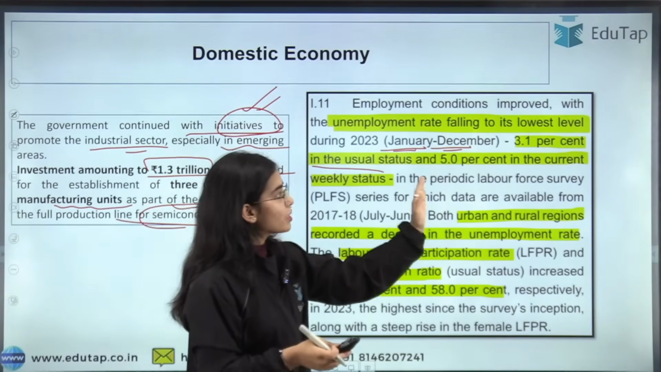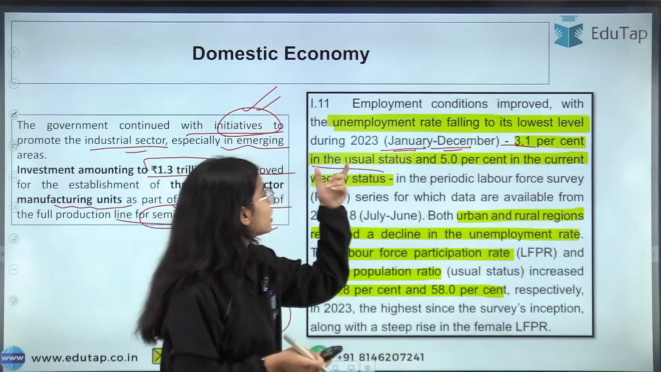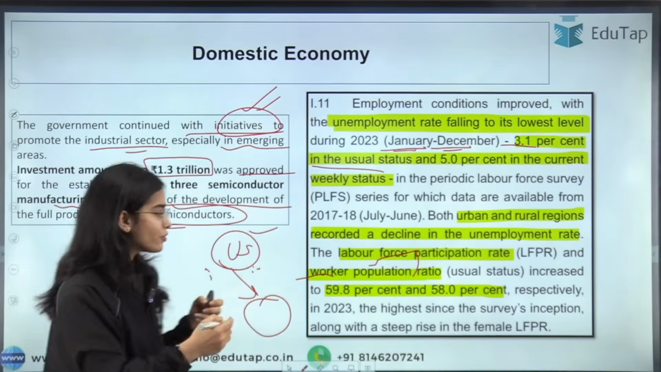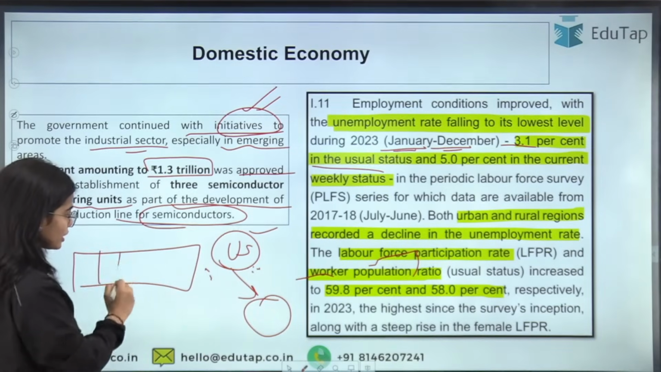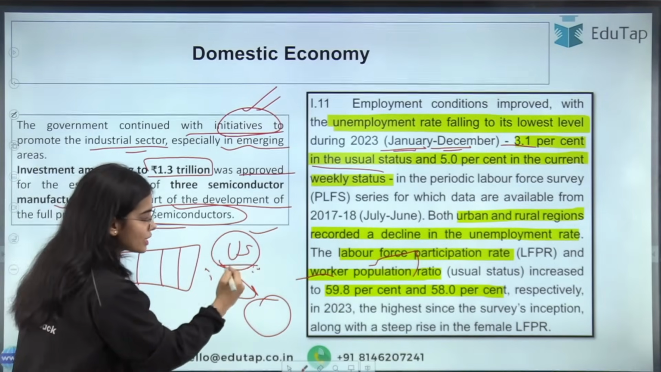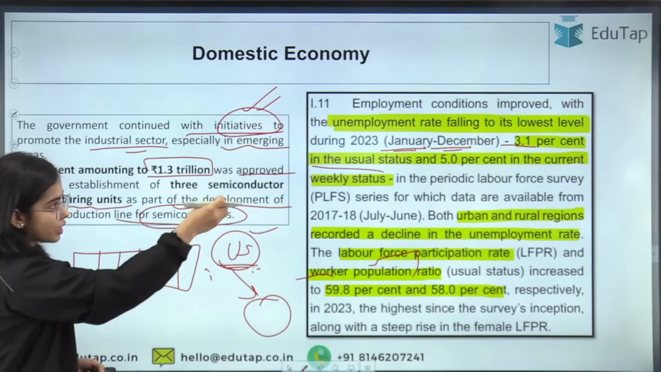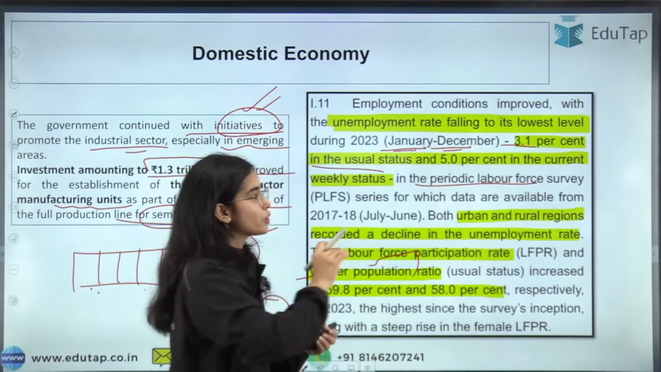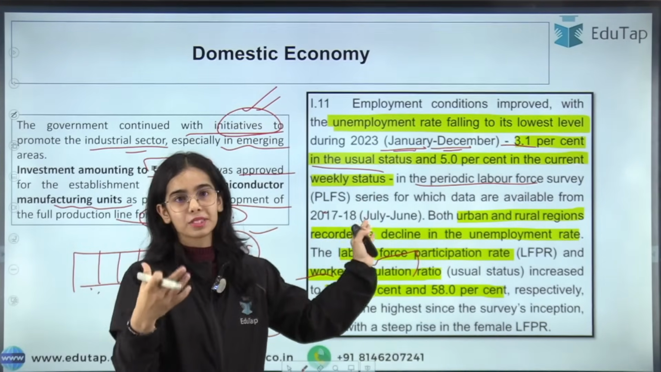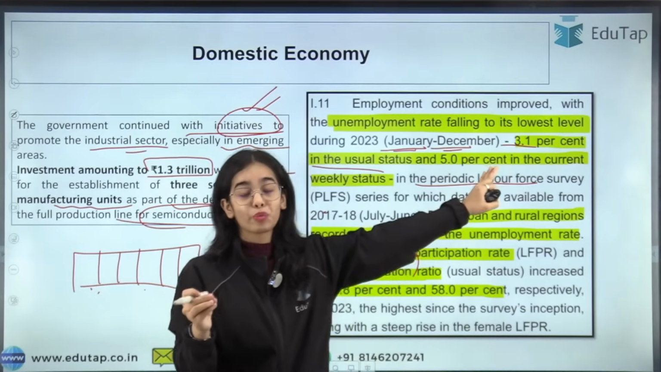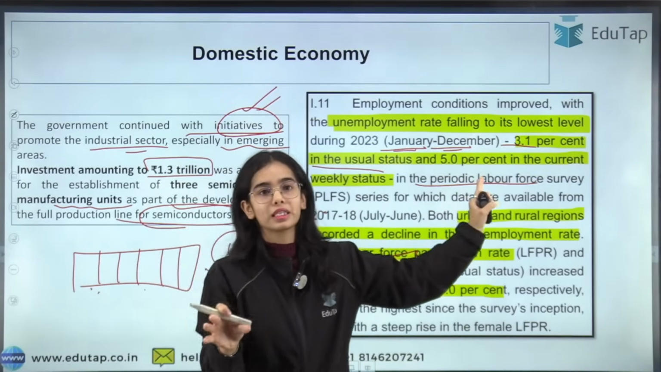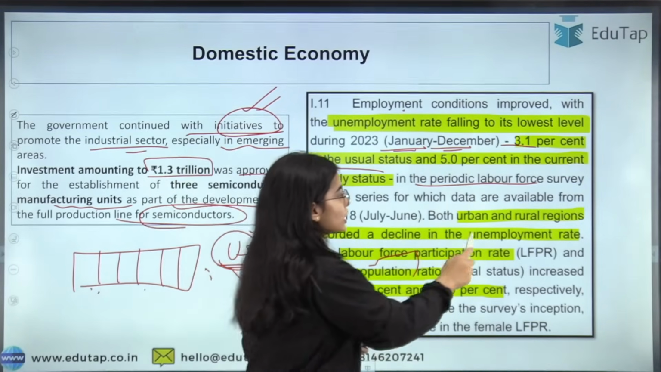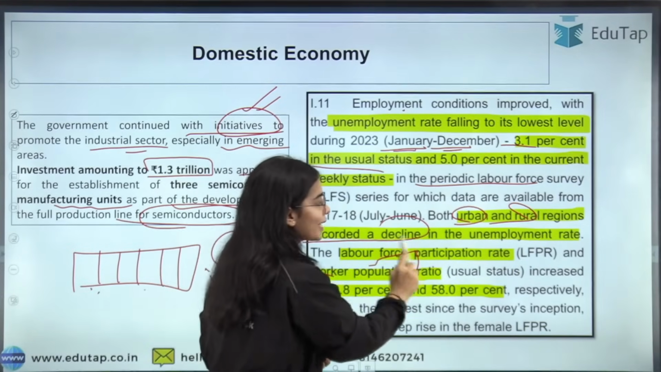Okay, so unemployment is 3.1% in the usual status and 5% in the current weekly status. In the current weekly status the reference period is the week, whereas in the usual status the reference period is 1 year. In the Periodic Labour Force Survey, the PLFS data, the unemployment rate is 3.1% in usual status and 5% in the current weekly status, but the unemployment rate is actually falling. Both urban and rural regions recorded a decline in the unemployment rate.